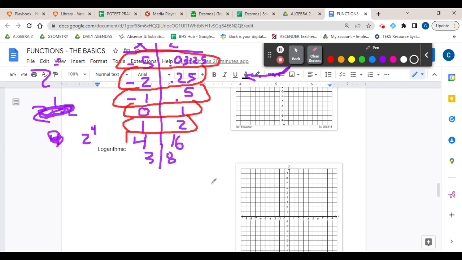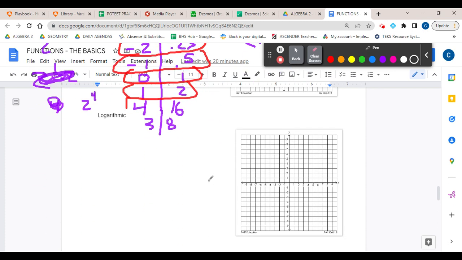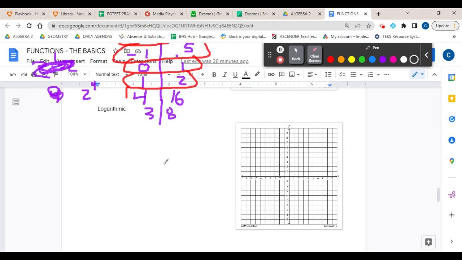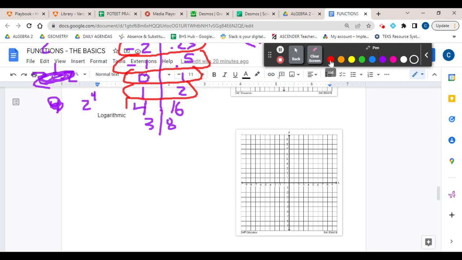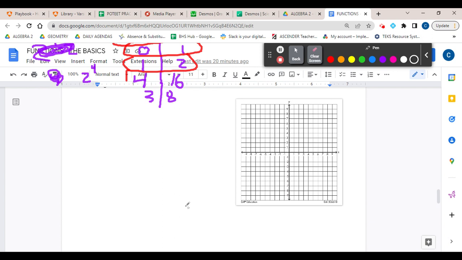Okay, I'm going to skip the logarithmic one for right now. Hopefully we're kind of getting the hang of this. We'll talk more about logs later, but we kind of know what the logarithmic function looks like there.